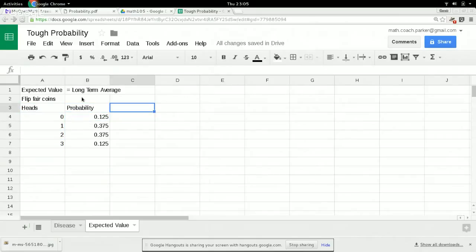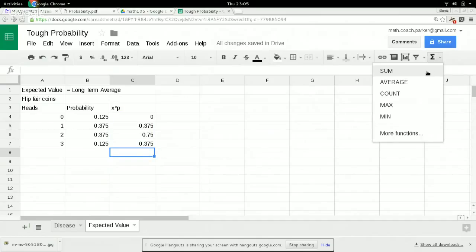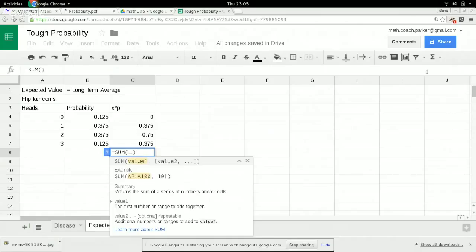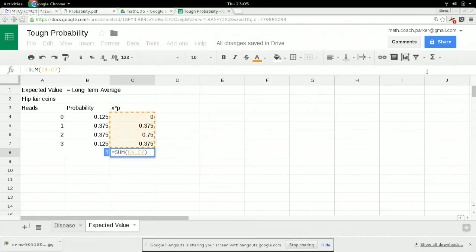One way is to make another column where I take my possible x values, that's the number of heads, and I multiply by each of their probabilities. So to do that, I just go equals, take my x value, and then multiply by its probability. And then I fill that down. So now I've weighted each of my heads according to their probability. And so then if I add them up, that's my weighted average. So what this says is, on average, I should expect to get 1.5 heads.